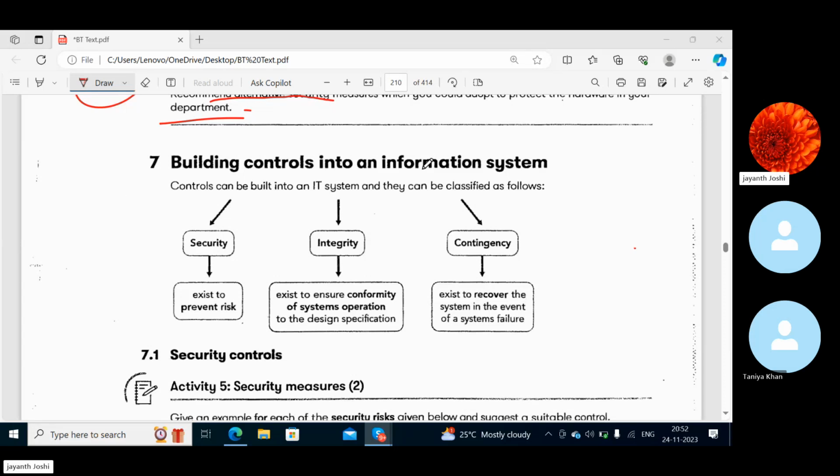Building controls into an information system. Controls can be built into an IT system and they can be classified as follows: security, integrity, contingency. Security is to prevent risk. Integrity exists to ensure conformity of system operation to design specification, that all the operations are working as per the designed specifications or plans. And contingency: in future if some uncertain thing can happen, then what to do. So this will exist to recover the system in the event of systems failure.